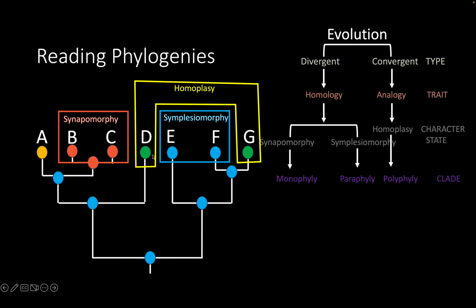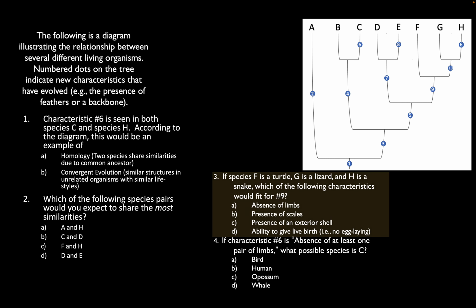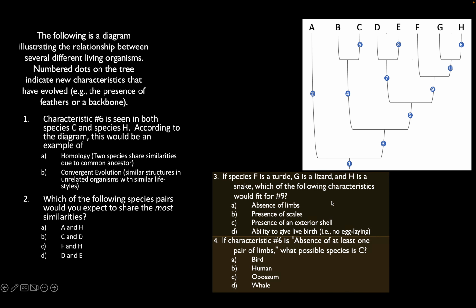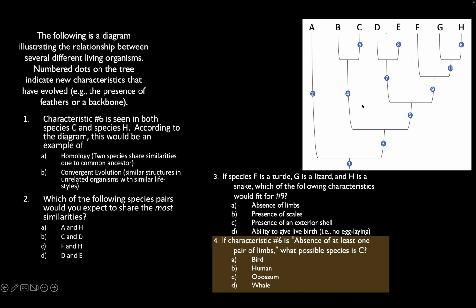Okay, so looking at our last two, if species F is a turtle, G is a lizard, and H is a snake, what could 9 be? Well, it's got to be something that all three have, so that would be the presence of scales. And then the last one, character number 6, is the absence of at least one pair of limbs. What could C be? Well, which of these organisms is missing a pair of limbs? That would be the whale.